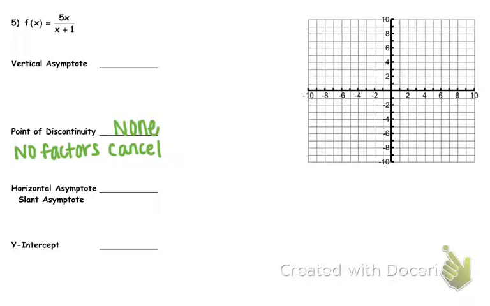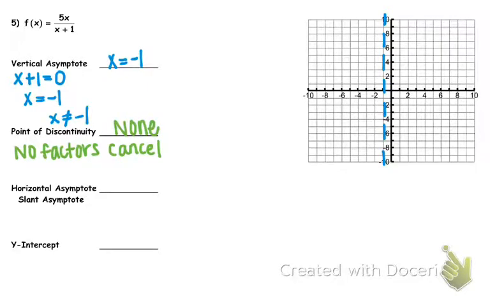Since we don't have any factors that cancel, that means we don't have any points of discontinuity. Next, we're going to figure out our vertical asymptote. In order to do that, we want to figure out what makes our denominator undefined. If you're not sure, you can set your denominator equal to 0 and solve. When we set x plus 1 equal to 0, we figure out that if we plug in -1, that makes our denominator 0. Therefore, our vertical asymptote will be at x equals -1. Let's graph that.